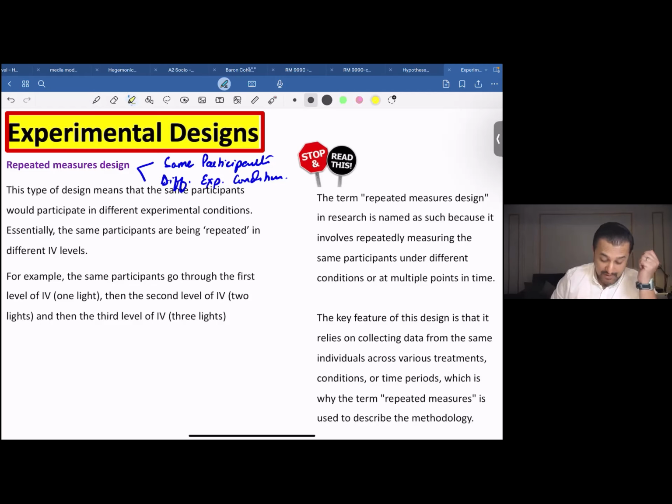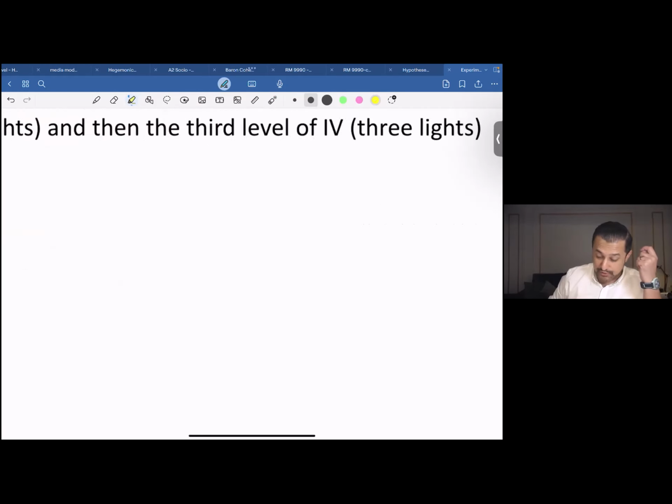Let's read this here. This type of design means that the same participants would participate in different experimental conditions. Essentially, the same participants are being repeated in different levels of IV. Now, I'll give you an example over here real quick.